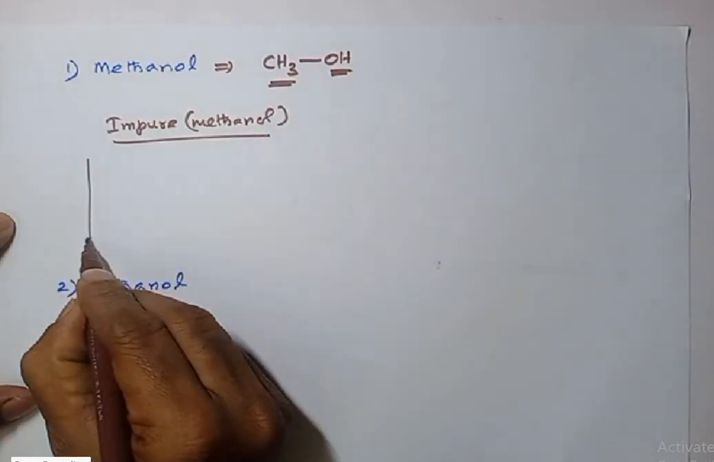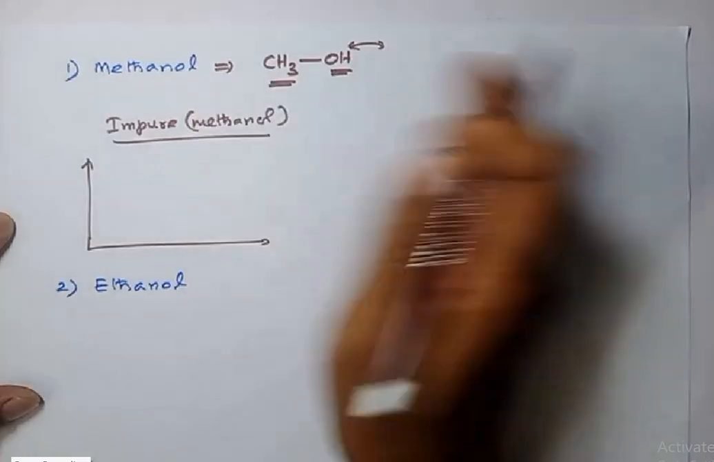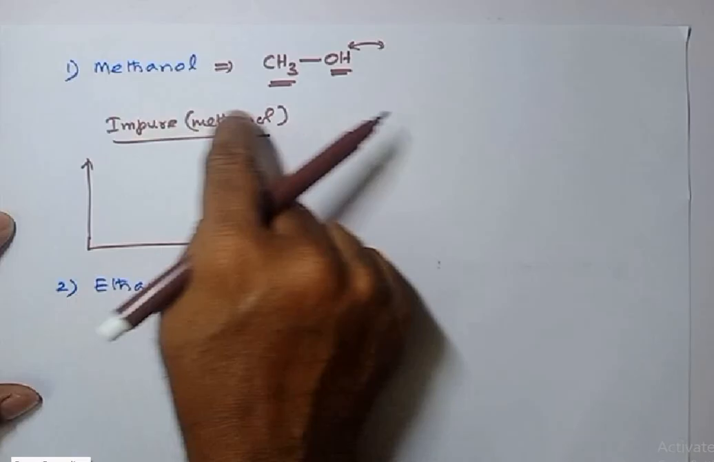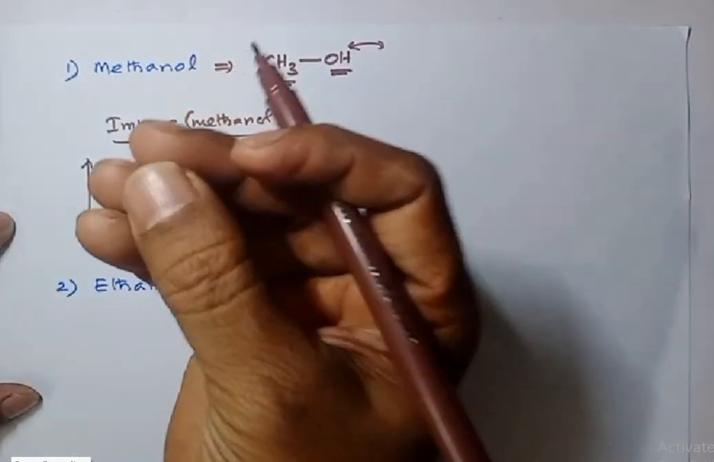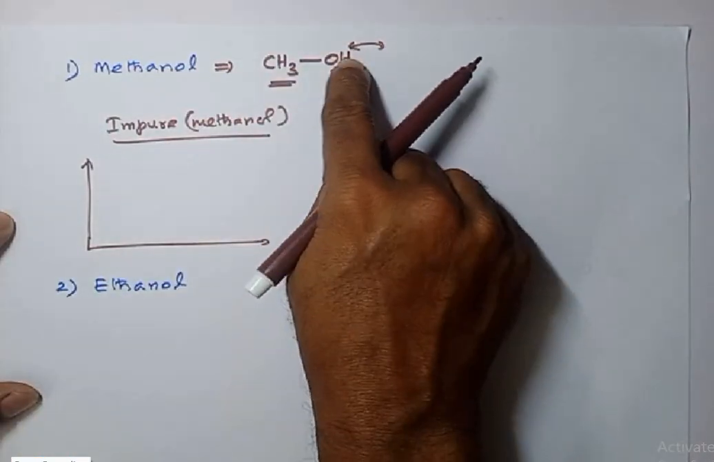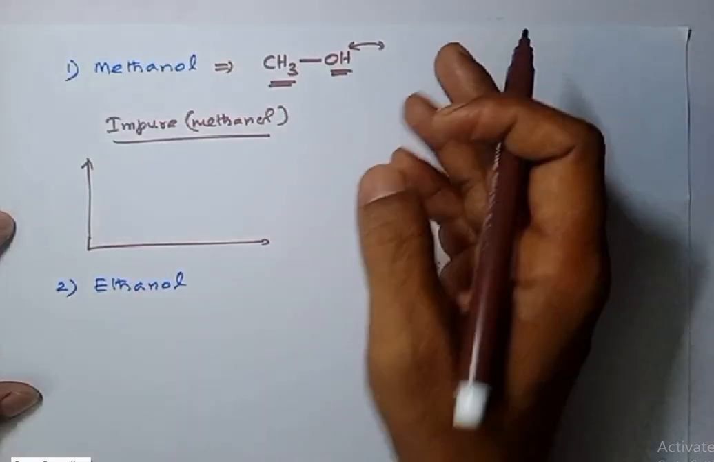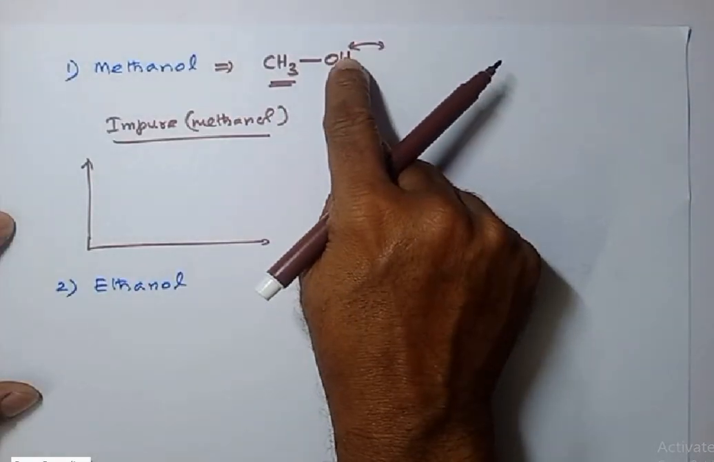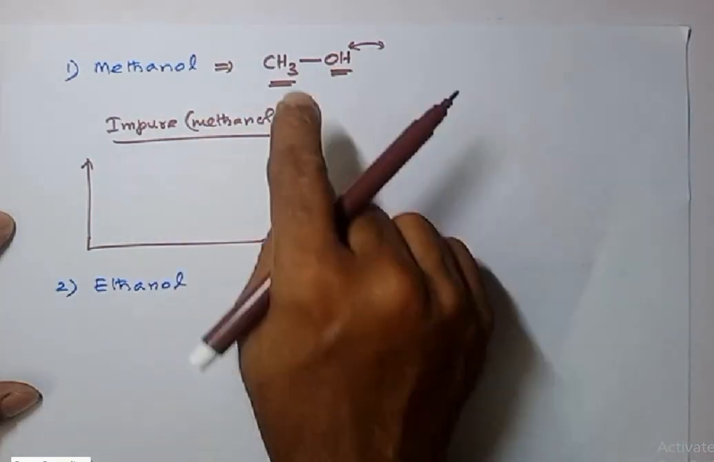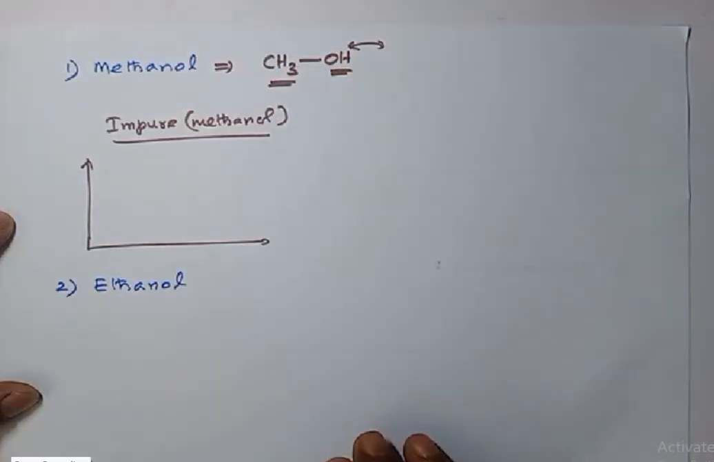If impurity is present, then this hydrogen is involved in fast exchange. Observe carefully. Impure methanol may contain either acid impurity or base impurity. If impurity is present, then this hydrogen is involved in fast exchange. Therefore, the residence time of the proton on oxygen becomes very, very less. So the adjacent protons cannot couple with this hydrogen.